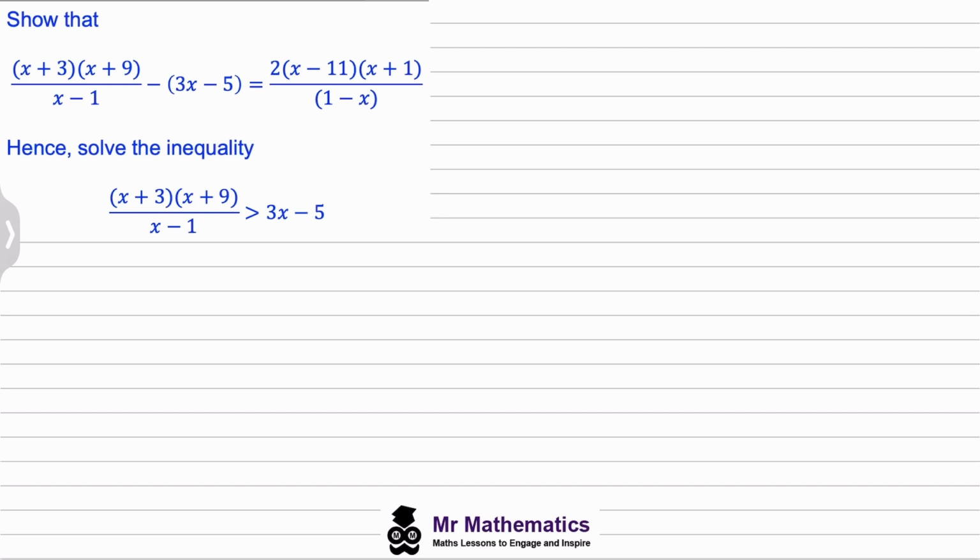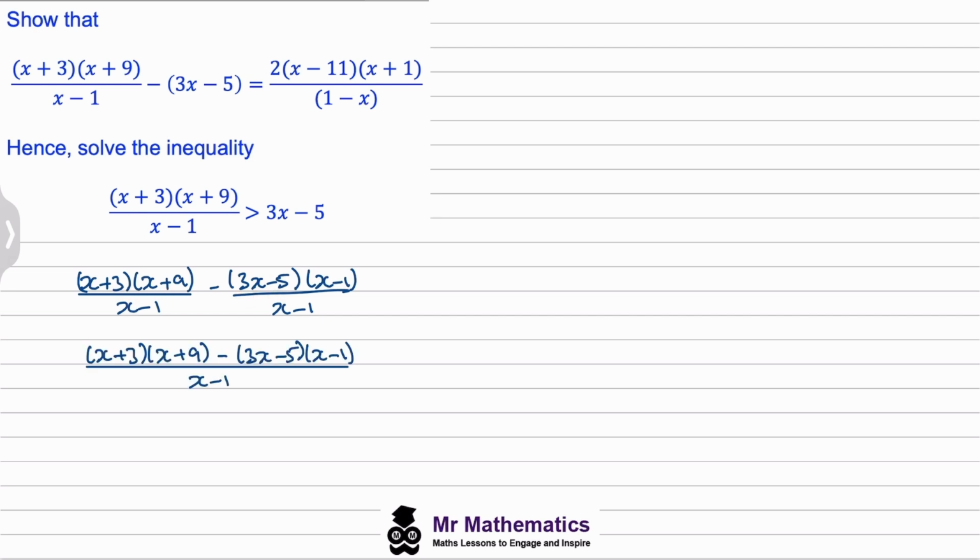So in the first part of this question, we've been asked to show that this left-hand side can be written in the form given here, and then to use this form to solve this inequality. So if we begin with this, essentially we have two fractions. One of them is over x minus 1, and the other is over 1. So we need a common denominator. So if I multiply this by x minus 1, then we can put these two together.